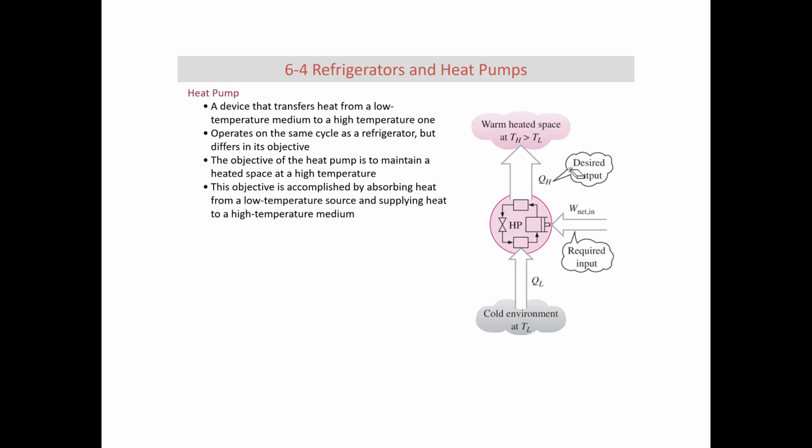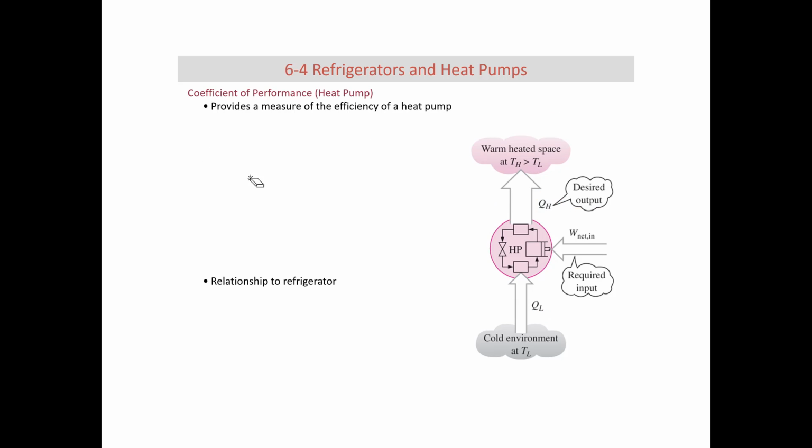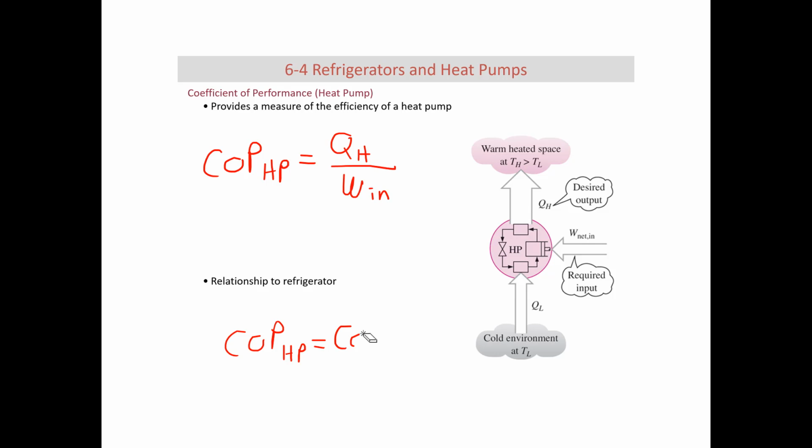So what you want, your desired output, is this QH, not the QL. The QL is the desired output for a refrigerator. QH is the desired output for a heat pump. So if you define your coefficient of performance for a heat pump, it would be the desired output, QH, over the required input, work in. And the coefficient of performance for the heat pump is equal to that of the refrigerator plus 1.